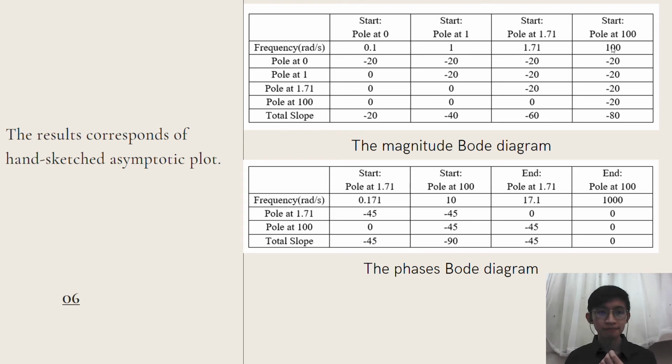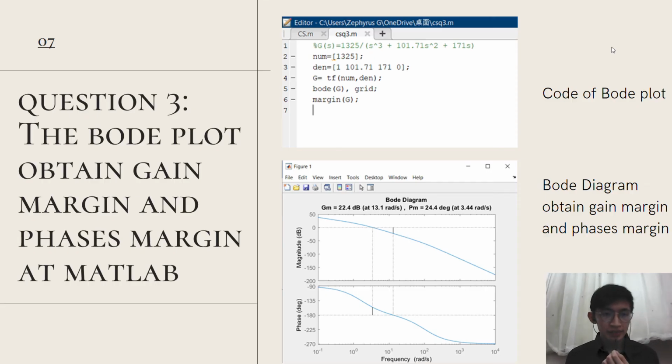Now, this slide presents question number 3, the Bode plot obtaining gain margin and phase margin in MATLAB. The upper diagram shows the code. First, I will call out the num and den. It will display G equal to tf in the bracket of num and den. Then I will call out bode of G and the graph. And last, I will command margin of G to display the gain margin and the phase margin.